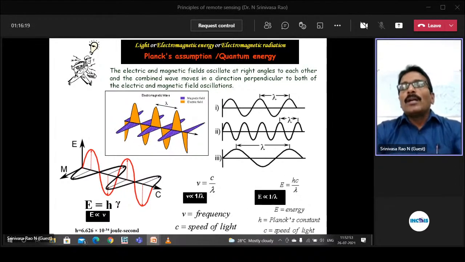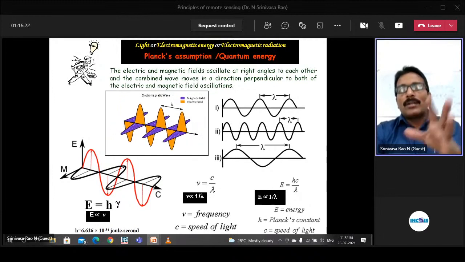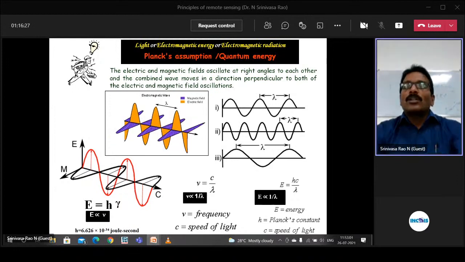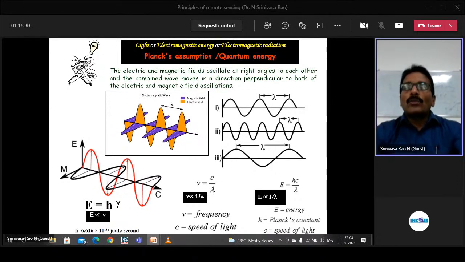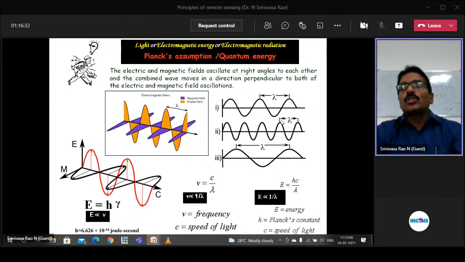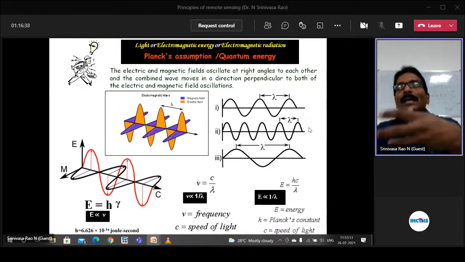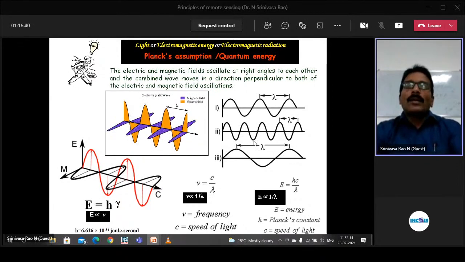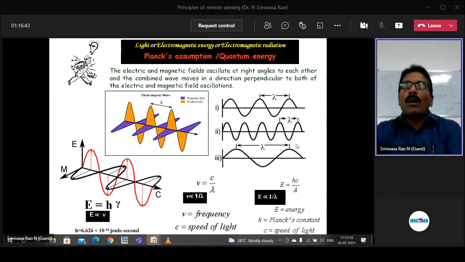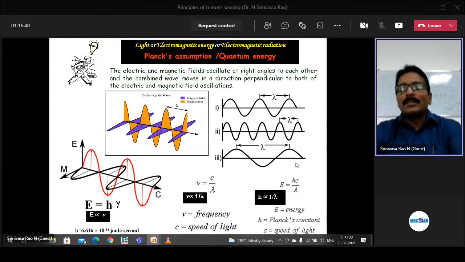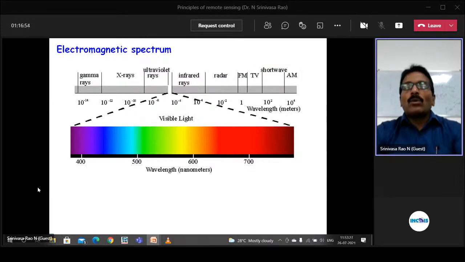Normally in our regular time we hear two words, short wave and long wave radiation. Short wave radiation means the wavelength is short. If wavelength is short, more waves cross, and that means it carries more energy. Long wave radiation means the wavelength is long, so it carries less energy. That's all, that is the fundamental here. Understand this relation.